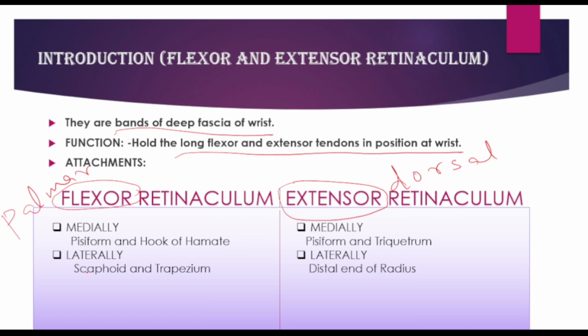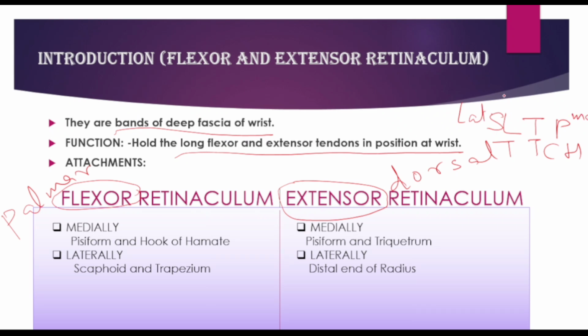Okay, now the attachments of these retinaculums. Before learning the attachments, we have to learn the sequence of carpal bones. The mnemonic is: She looks too pretty, try to catch her. S for scaphoid, L for lunate, T for triquetrum, P for pisiform, T for trapezium, T for trapezoid, C for capitate, and H for hamate. This sequence is from lateral to medial side.